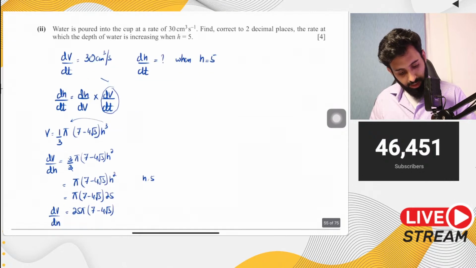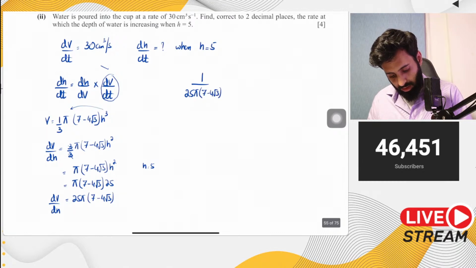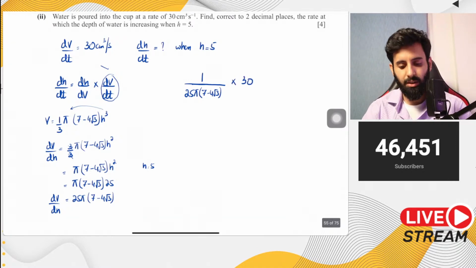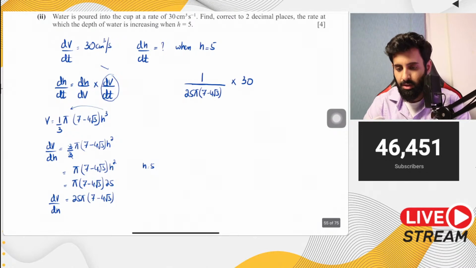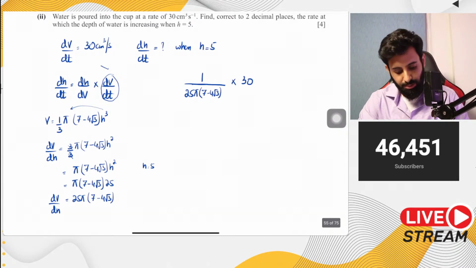We had to find dh upon dt. So dh upon dV will be the reciprocal of it. That means 1 upon 25 pi into 7 minus 4 under root 3. Okay, so this is dh upon dV multiplied by dV upon dt, which is 30. Now let's see what we get. This is it, the moment of truth. 30 upon 25 pi into 7 minus 4 under root 3. Okay, so we're getting 5.32.